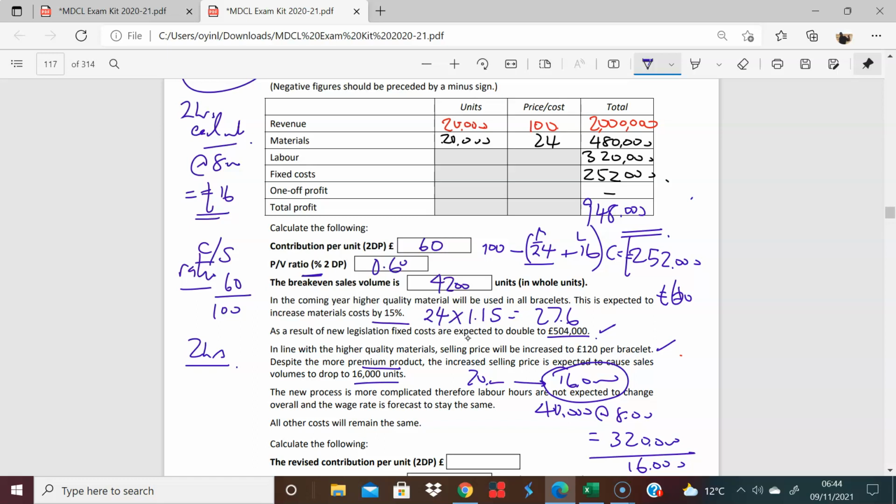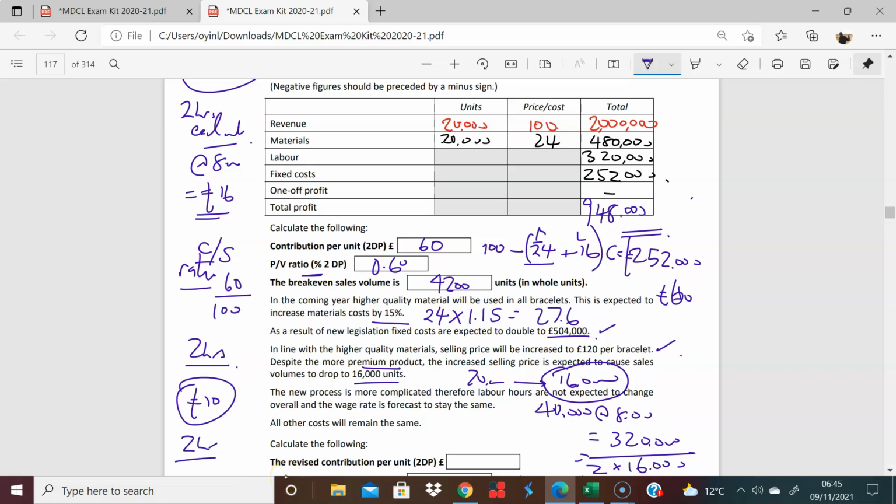Here we are. So what did we have? Labor, 320,000. 320,000 divided by 16,000 units, or should I say, because it takes 2 hours, 16,000 units times 2, because that's the total number of hours, right? So I should really be saying 320,000 divided by 16 times 2, because I'm interested in the cost per hour. And that's equal to £10 an hour. £10 an hour, it takes 2 hours to make.